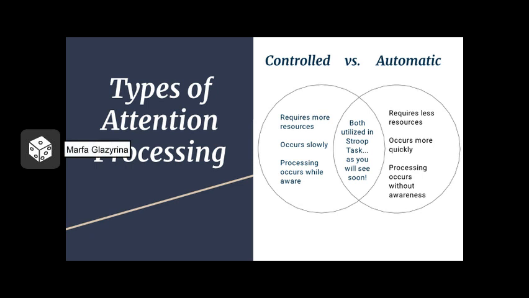As mentioned previously, there are two types of attention processing. The first one is controlled, which requires more resources and occurs more slowly because you're pointing your attention towards something while aware, so it occurs with awareness. The next one is automatic, as denoted by the name itself. It requires fewer resources because it occurs automatically or without awareness, and as you can imagine, this occurs more quickly as well. Both of these are utilized in the Stroop task, which will be demonstrated later.